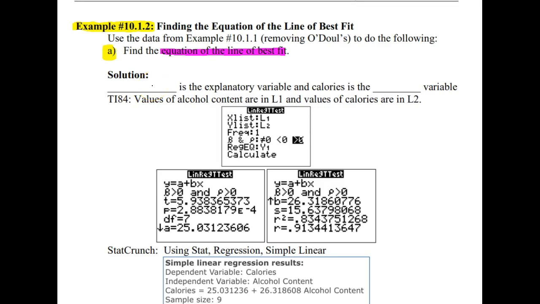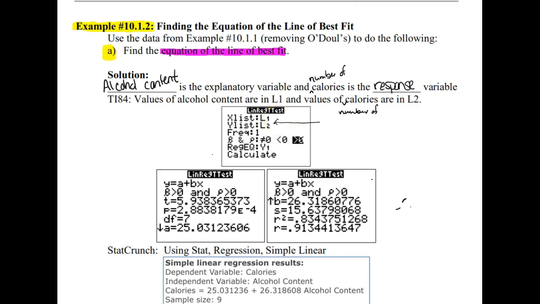In this case, alcohol content is going to be our explanatory variable, and number of calories is going to be the response variable. So that means we're going to put the values of alcohol content in L1, and the values of number of calories in L2. If you put your data someplace else, you would need to make that adjustment here for where you put your lists.